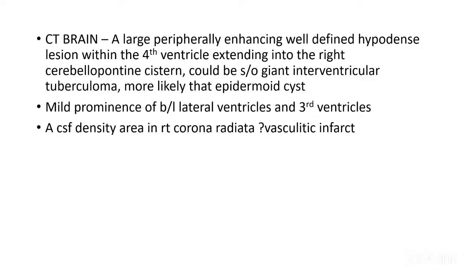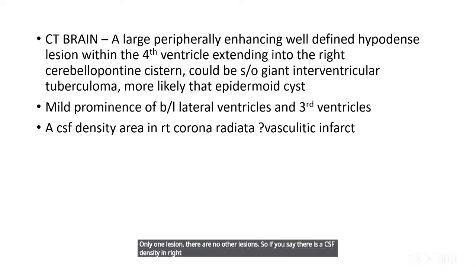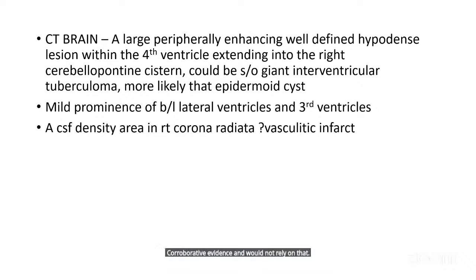Only one lesion, there are no other lesions. So if you say there is a CSF density in right corona radiata with query vasculitis infarct, then definitely epidermoid cyst goes down on the differential and tuberculoma goes high up on your differential. But that's a corroborative evidence, so one would not rely on that.